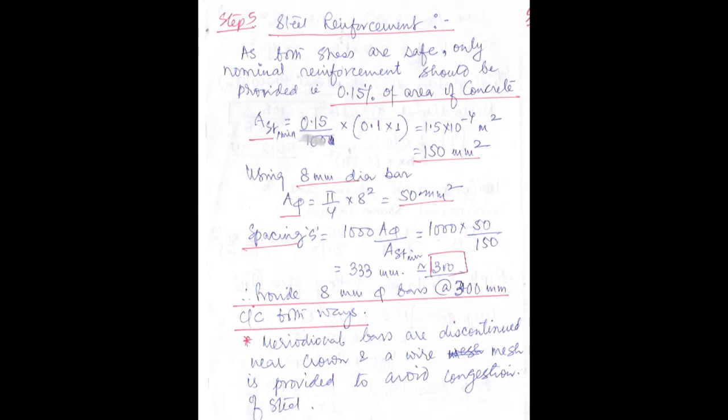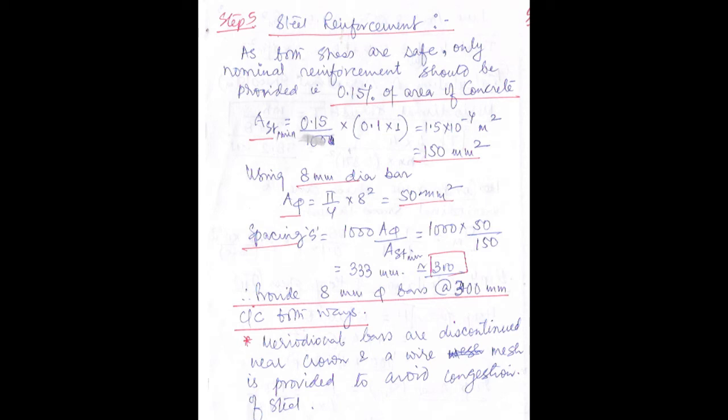So 0.15% means 0.15 by 100, into area of concrete. What does that mean? Again 0.1 into 1, that is thickness multiplied by the per 1 meter unit length. So that gives us the value of the steel area as 1.5 into 10 raised to minus 4 meter square, because please take note that here we have put the values of T and 1 both in meters. So this is meter square we will get.